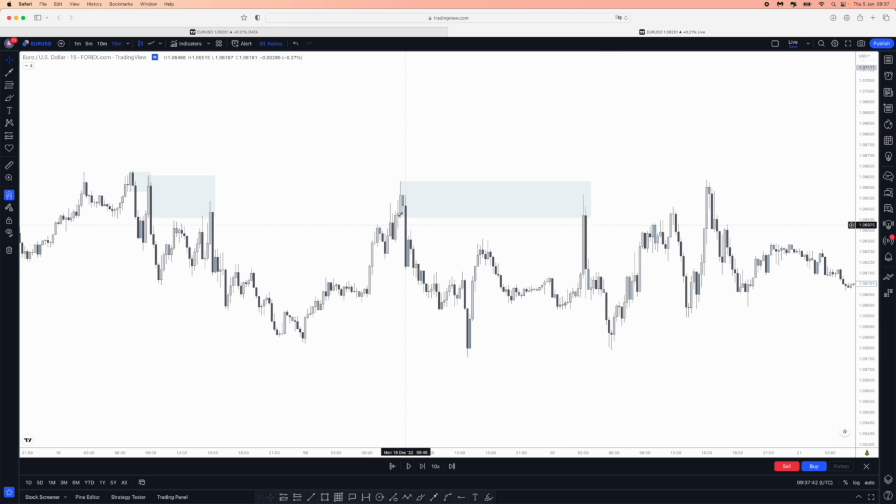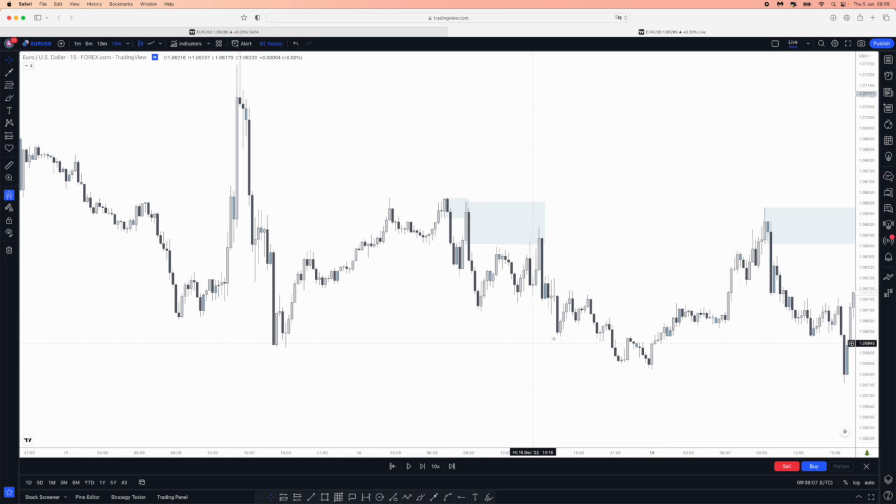So moving on to the next example right here, we've got this area. As you can see, we've come down, we've broken all this structure to the downside. So broken this, broken this, broken this, and obviously we have got imbalance. It's previously mitigated this supply zone right here, and then we've come back, tapped in, got a trade to the downside, and we could have been in and out of the market and took some nice profits between this leg of price right here.